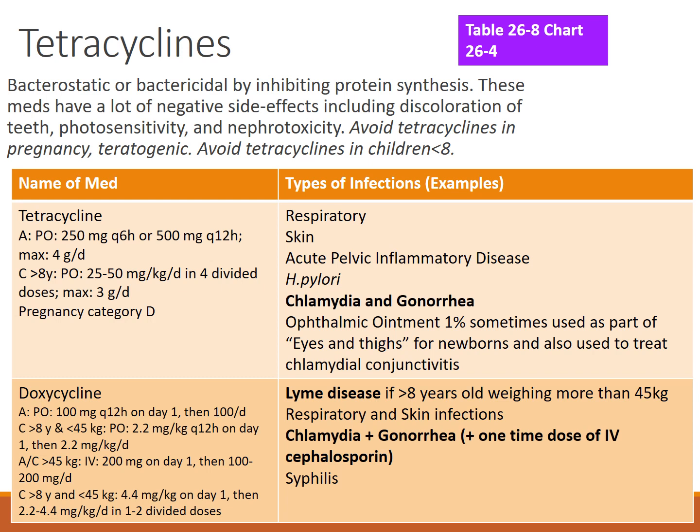The other med in this class is doxycycline, and this one's big up here because it's one of the few that really kills Lyme disease. So if you're over the age of 8 and you weigh more than 45 kilograms, they will use this to treat Lyme disease. It's also used for respiratory and skin infections, and can also be used for chlamydia and gonorrhea. So if we would do this with an additional dose of IV cephalosporin, and it also kills syphilis, so kills all the STIs.